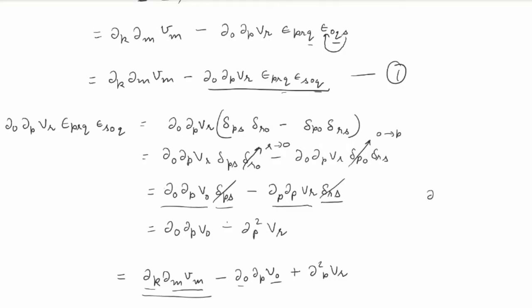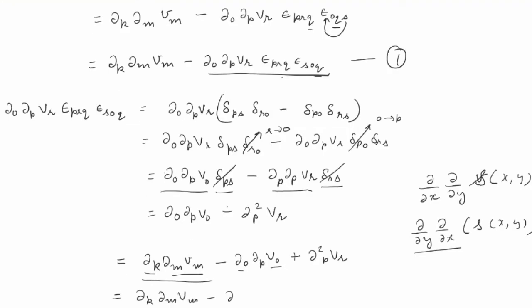It will be similar to saying that if I have in one equation del by del x del by del y of a function s, which is a function of x comma y, then can I write this as this, right? Because we are doing partial derivatives, it does not change anything. So similarly I can take del p outside and del o inside. So this becomes minus del p del o vo plus del square p vr.